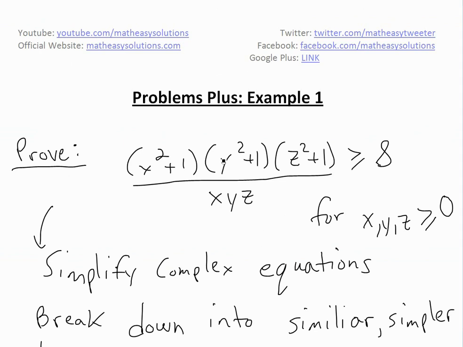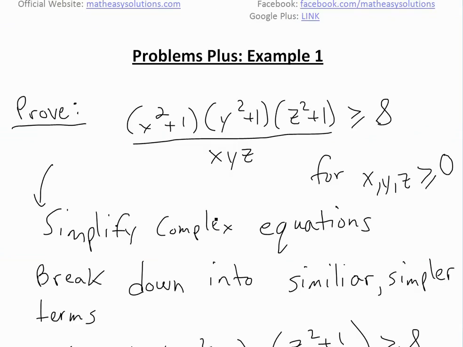Hopefully you learned about this. Just a fun little example to get you thinking and breaking down complex equations.